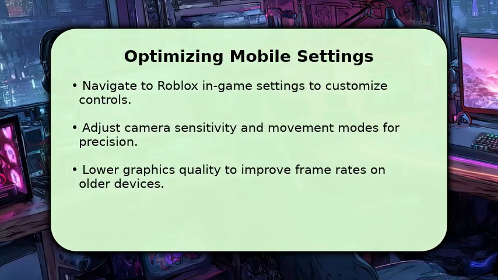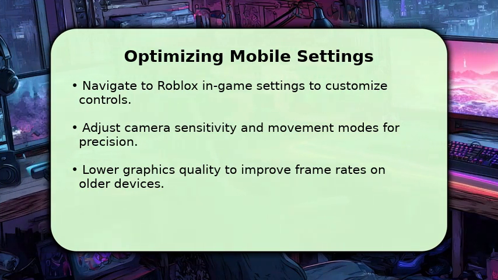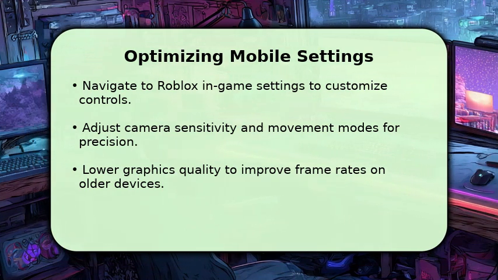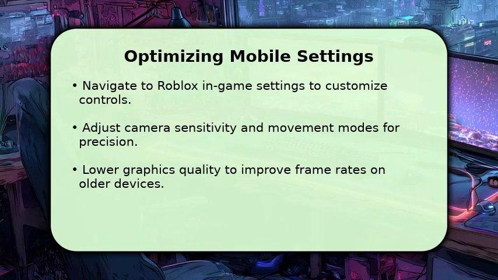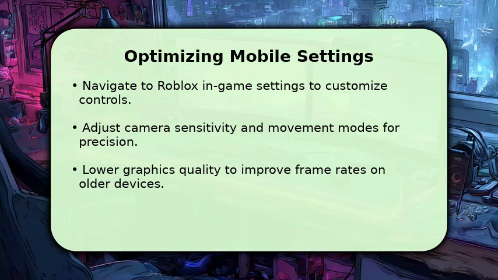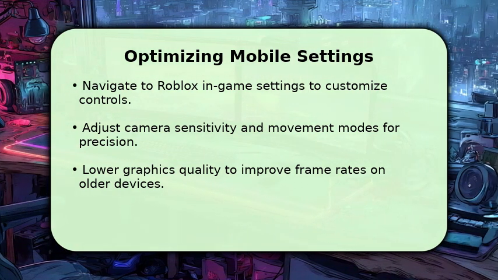Next, let's dive into Roblox's in-game settings. Navigate to the Settings menu and look for Controls. Here, you can adjust your camera sensitivity to a comfortable level, often between 0.5 and 1.0 for better aiming. Experiment with different movement modes like tap to move versus joystick to find what suits you best.